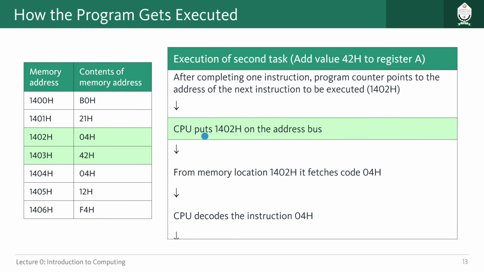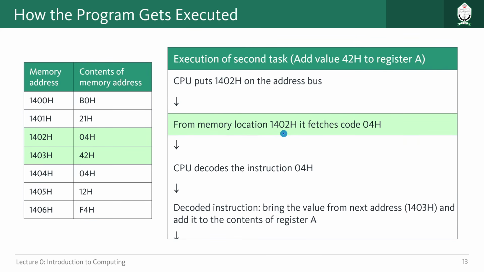and the CPU will put 1402H onto the address bus, and from the memory location 1402H it will fetch the code 04H, right? Just like before. So the address bus will point to a particular memory location, then the read signal will be activated, and through the data bus this particular data will be sent to the CPU, because here we have this value stored.